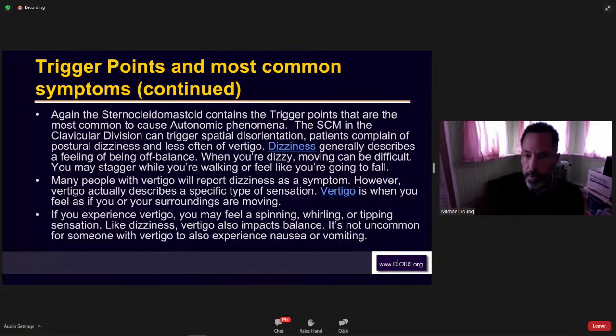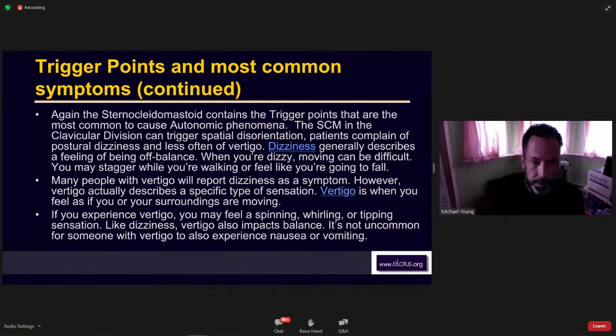So again, the sternocleidomastoid contains the trigger points that are the most common to cause autonomic phenomena. The SCM clavicular division can trigger spatial disorientation. Patients complain of postural dizziness and less often of vertigo. With postural dizziness, a lot of times it's when they lay back at night or engage the muscle with life activities. If that leads to postural dizziness, it could be from the SCM.